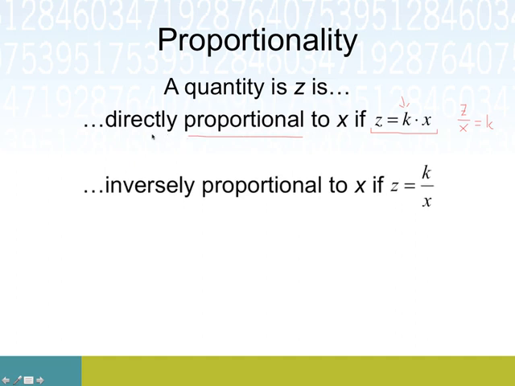So we don't have to be directly proportional. We could be inversely proportional. So if z is inversely proportional to x, the only change is that instead of taking k and multiplying by x, we take k and divide by x. So there's that inverse kind of notion.